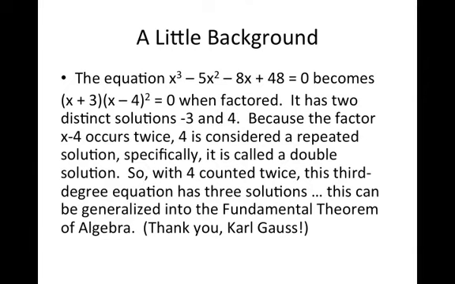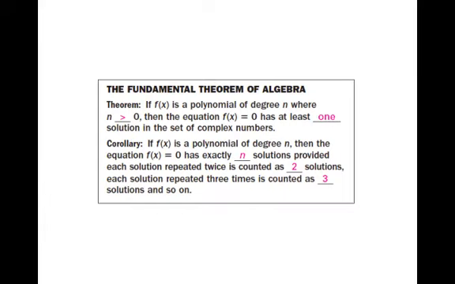This can be generalized into the fundamental theorem of algebra. Thank you, Carl Gauss. The fundamental theorem of algebra states if f of x is a polynomial of degree n, where n is greater than 0, then the equation f of x equals 0 has at least one solution in the set of complex numbers. And a corollary of this is if f of x is a polynomial of degree n, then the equation f of x equals 0 has exactly n solutions, provided each solution repeated twice is counted as 2 solutions, each solution repeated 3 times is counted as 3 solutions, and so on.